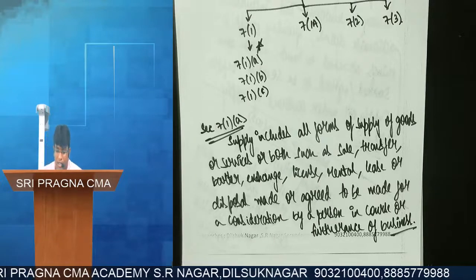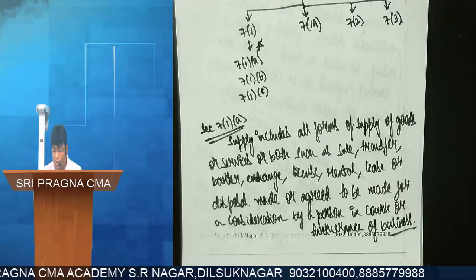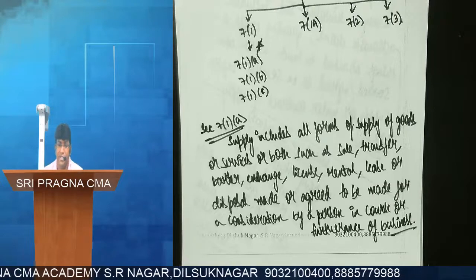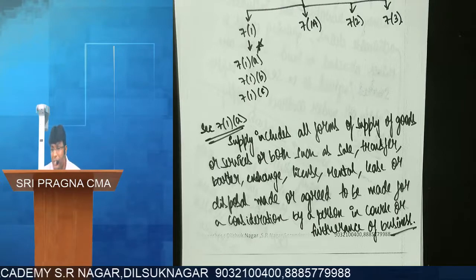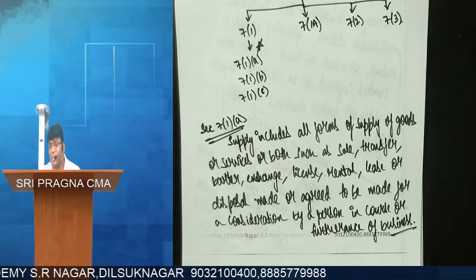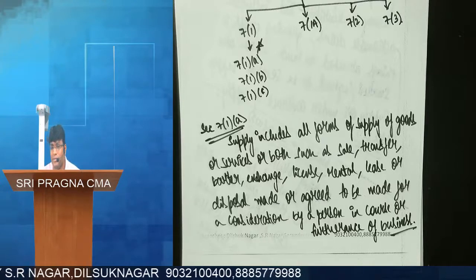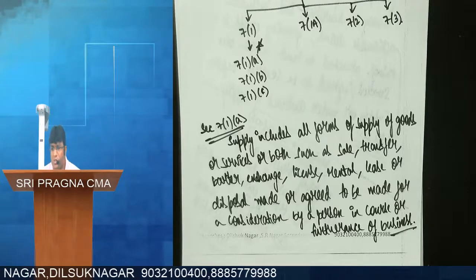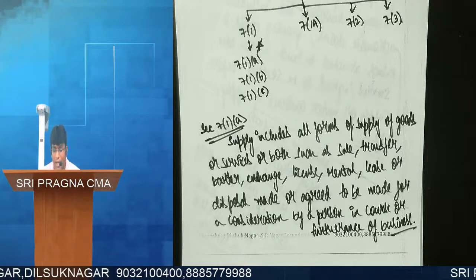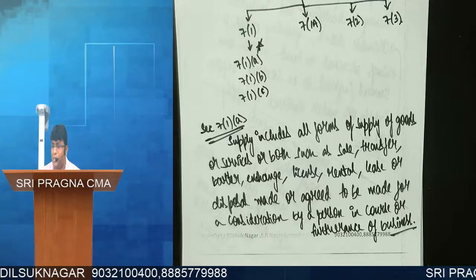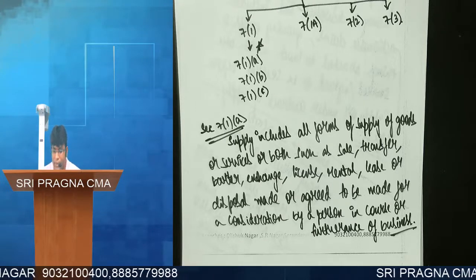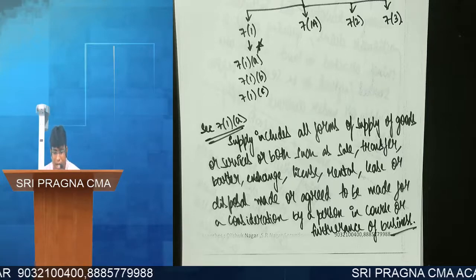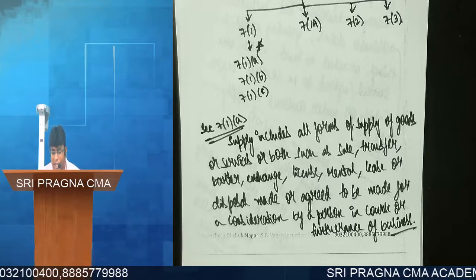Understanding? Come on. Supply includes what? All forms of supply of goods or services or both, such as sale, transfer, barter, exchange. License. What is license? Permission to use, a right to use. Then rental, lease. Generally for short term we use the word rent, long term we use the word lease. Good. Sale, transfer, barter, exchange, license, rental, lease.